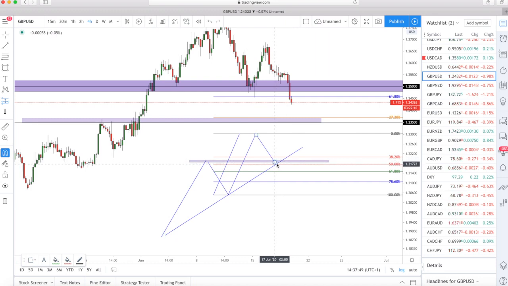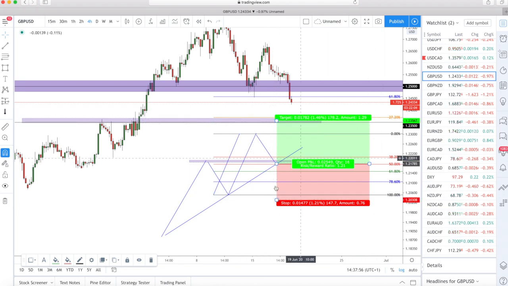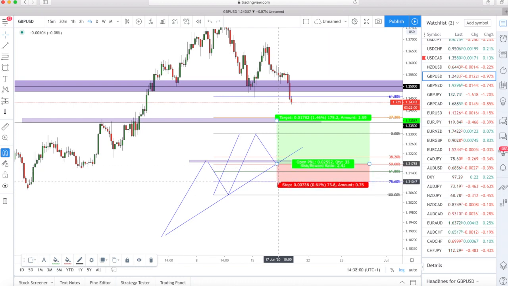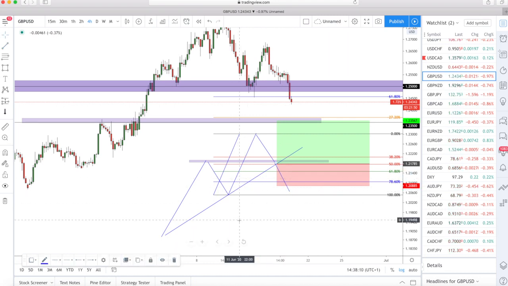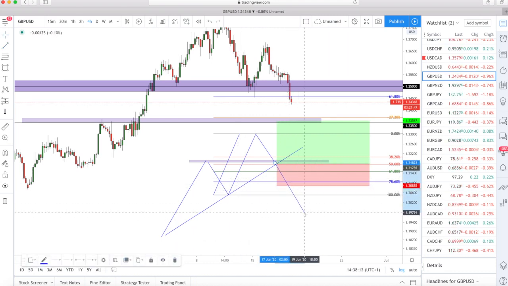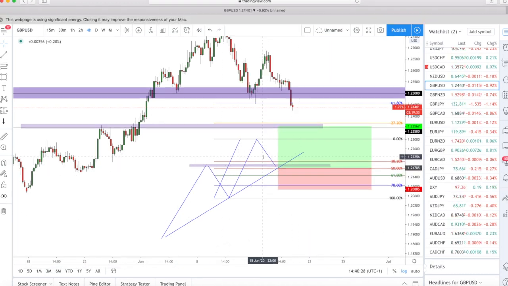So if price gave me nice price action at this 50%, targets up to this minus 27.2. This is just an example, by the way, guys. And what I always do is I have my stop loss just below the 78.6, because I know if price breaks below the 78.6, it's more than a retracement, and 9 times out of 10 it's going to break this market structure. So that's pretty much everything you need to know about Fibonacci, guys.